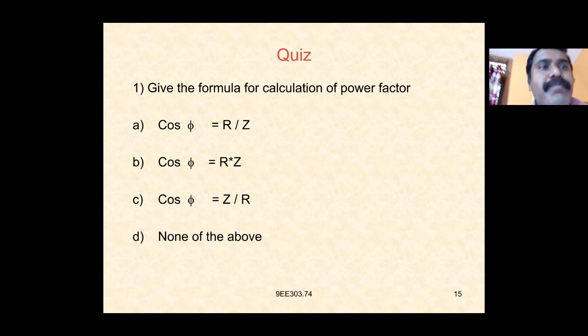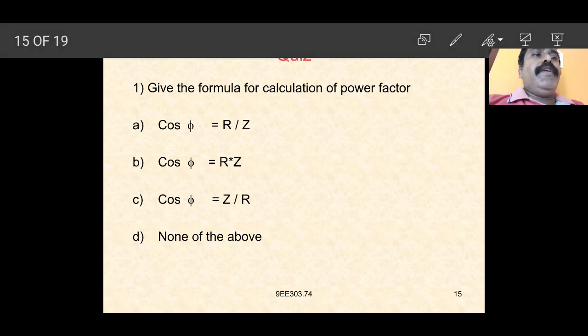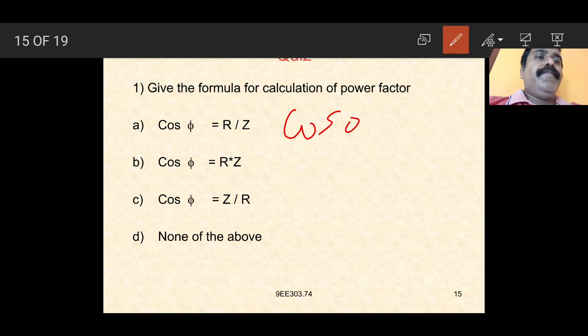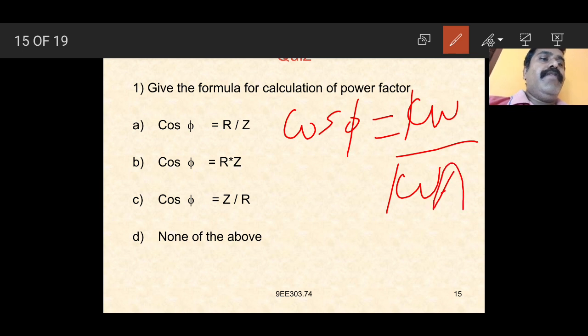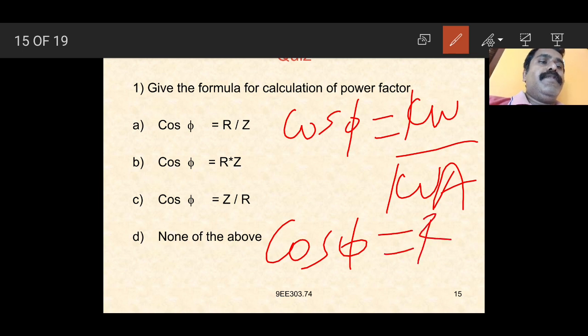The power factor can be defined as cos phi, that is active power by apparent power, that is kW by kVA, or it can also be expressed as cos phi is equal to R by Z. It can be defined as the ratio of the resistance to the impedance, the value of which is less than one. It is R by Z.